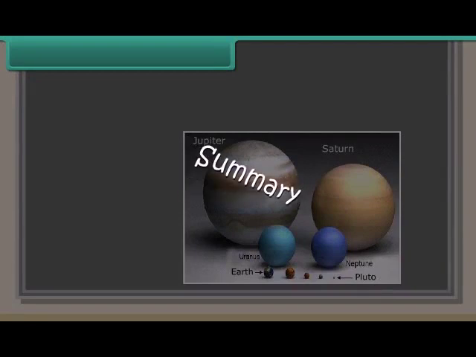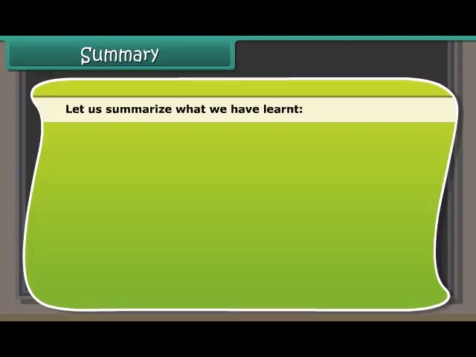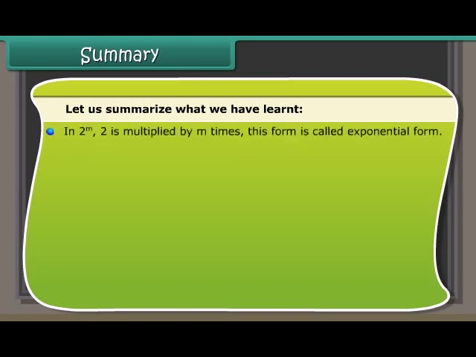Summary. Let us summarize what we have learned. In 2^m, 2 is multiplied by itself m times. This form is called exponential form. The laws of exponents are: 1. a^m into a^n is equal to a^(m+n). 2. a^m divided by a^n is equal to a^(m-n).